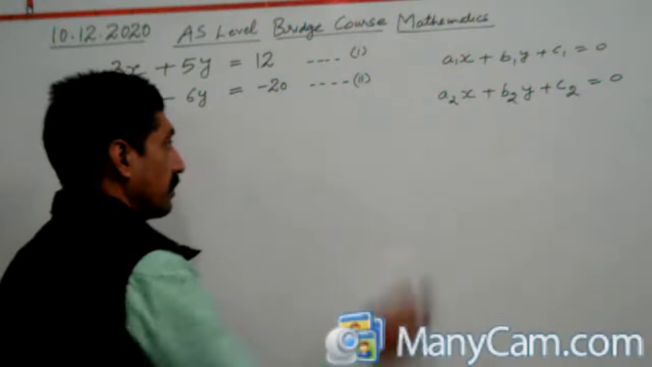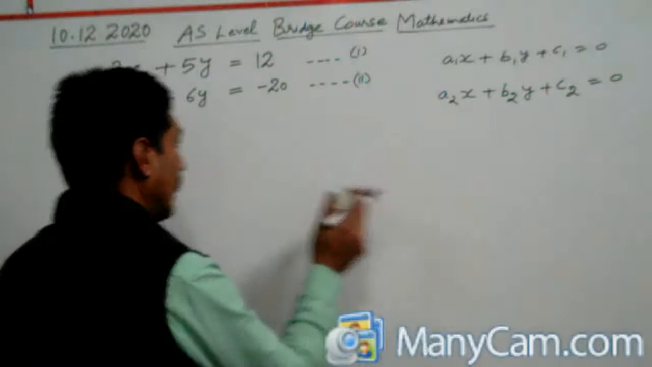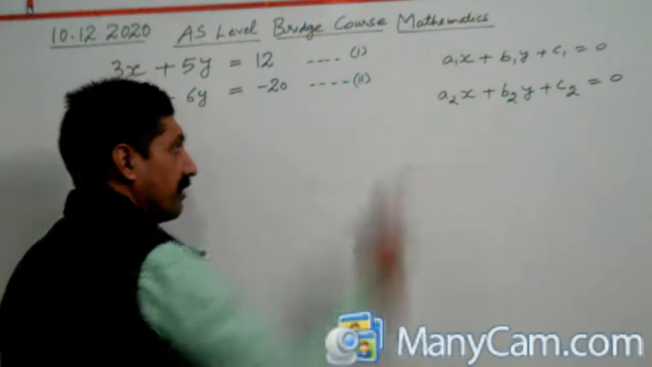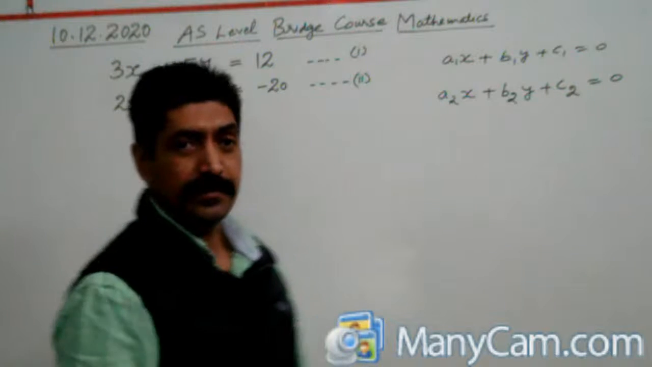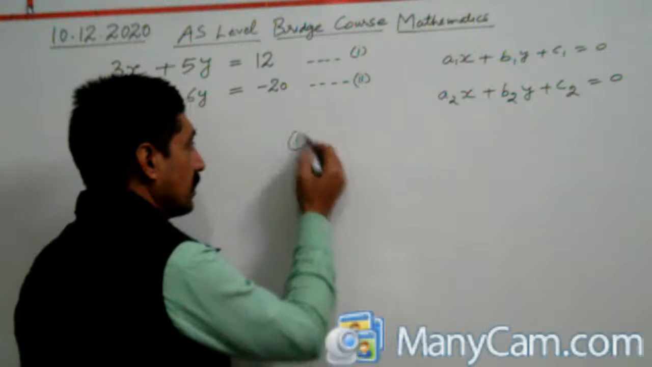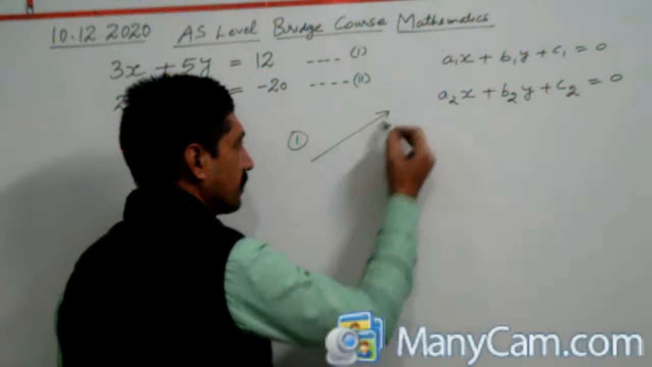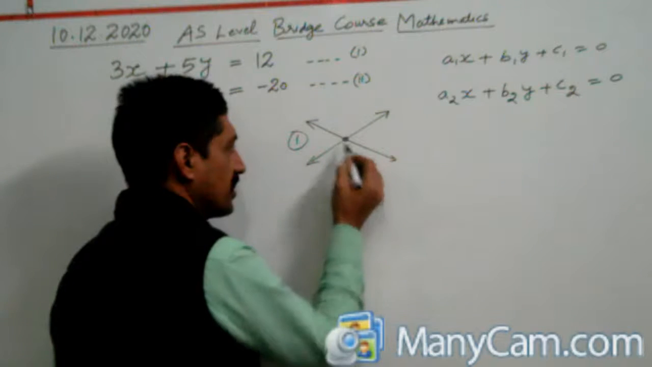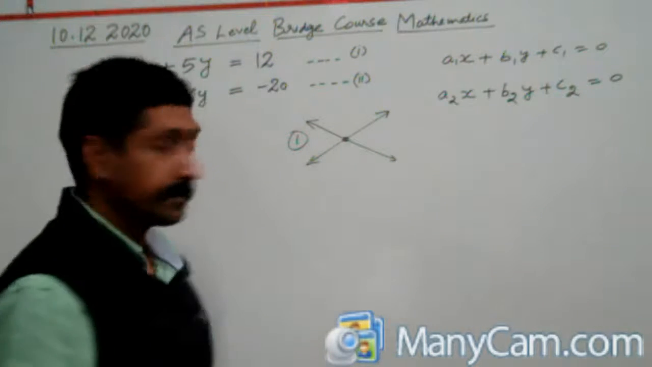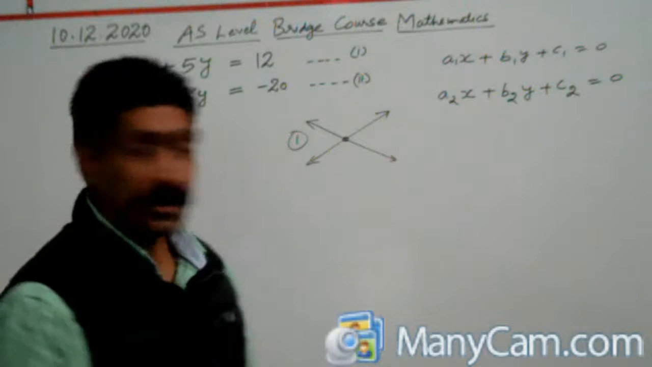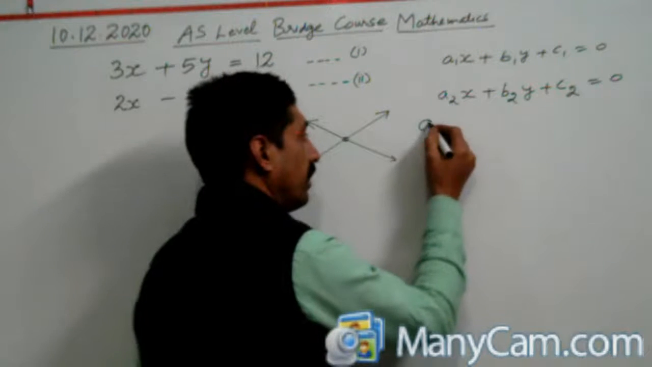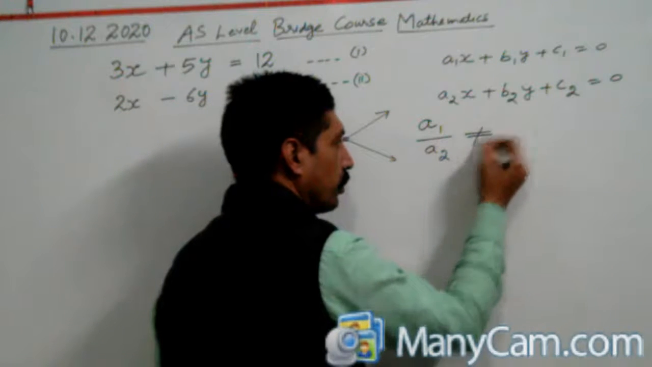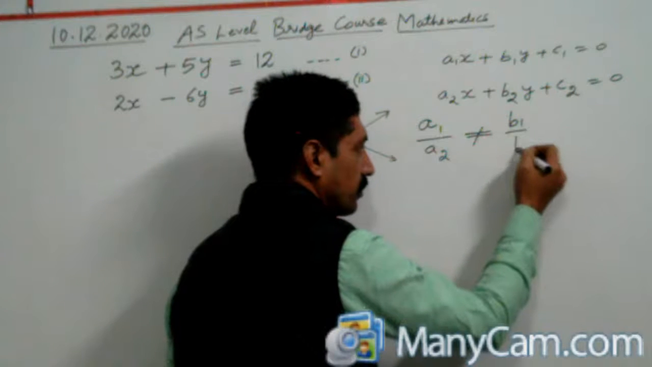The first case is when the lines intersect each other, when we represent the lines graphically. In what conditions do these two lines intersect each other? When the ratio a1 upon a2 is not equal to b1 upon b2, right? First.